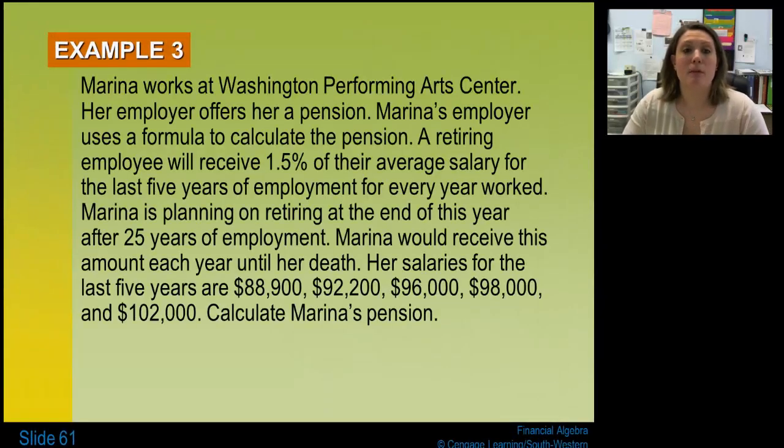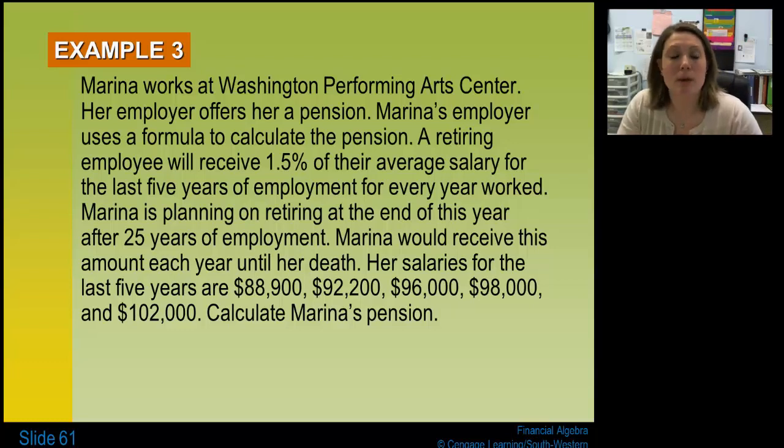Example 3. Marina works at Washington Performing Arts Center. Her employer offers her a pension. Marina's employer uses a formula to calculate the pension. A retiring employee will receive 1.5% of their average salary for the last 5 years of employment for every year worked. Marina is planning on retiring at the end of this year. After 25 years of employment, Marina would receive this amount each year until her death. Her salaries for the last 5 years were $88,900, $92,200, $96,000, $98,000, and $102,000.